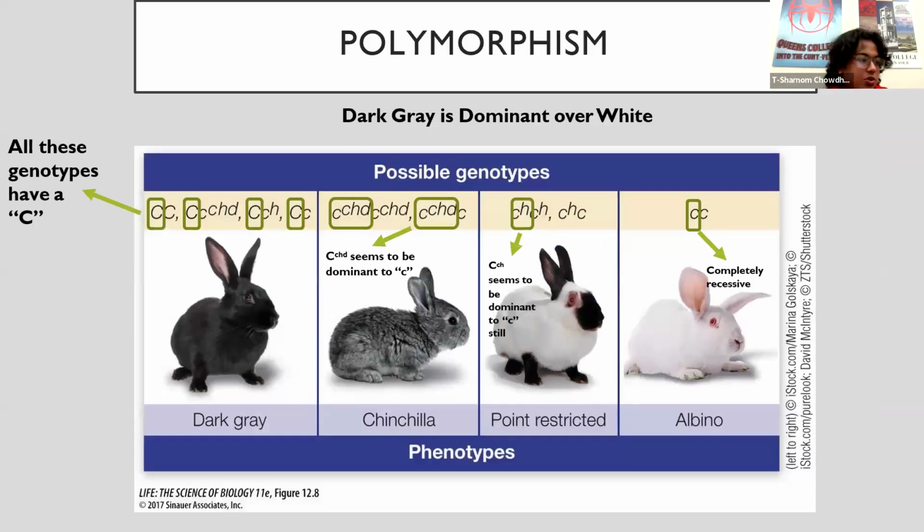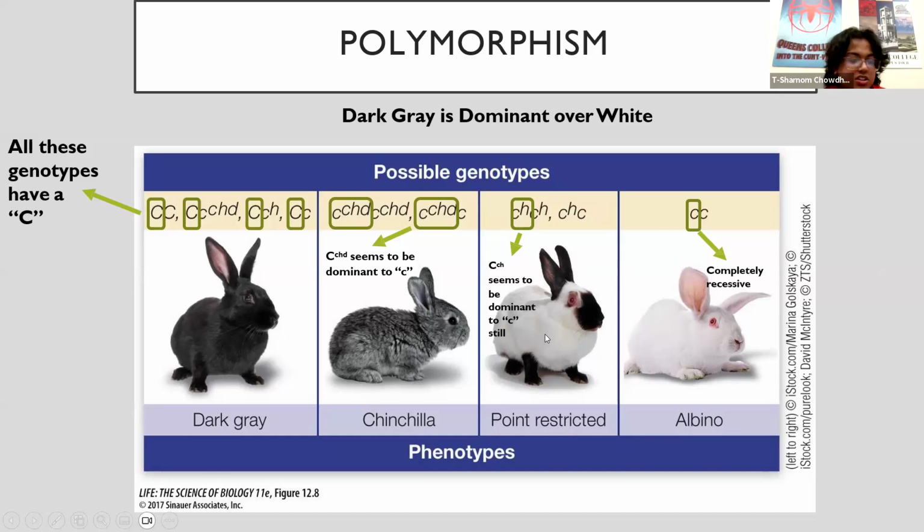There's also something known as polymorphism, where some genes can have more than 2 alleles, but that depends on the environment and on temperature. For example, here you have a dark gray allele. All of these genotypes have a C, where C is the color dark gray. You have here a chinchilla, where C^ch in this case refers to chinchilla, that's the color. Here C^ch appears to be dominant to C.